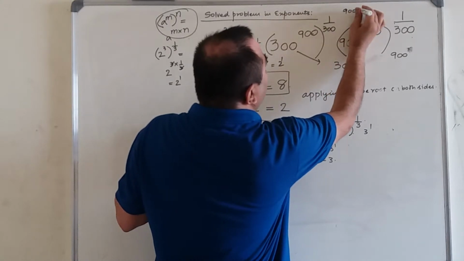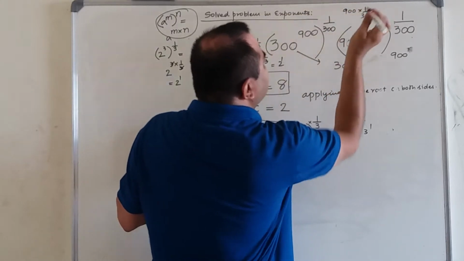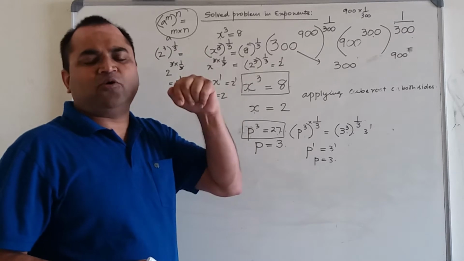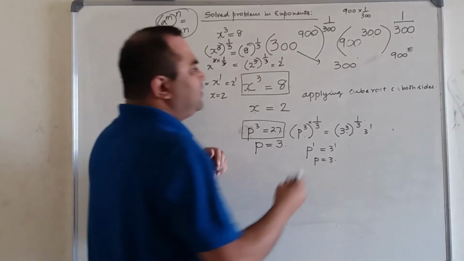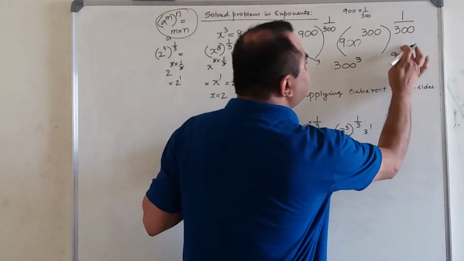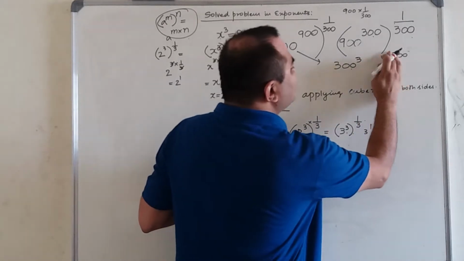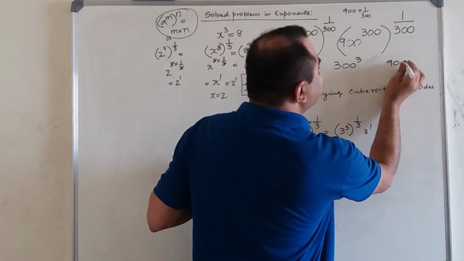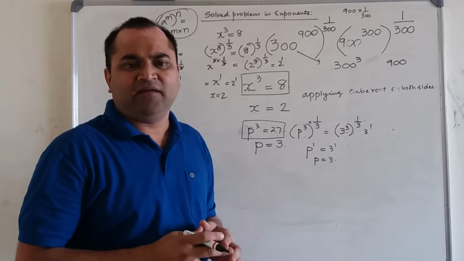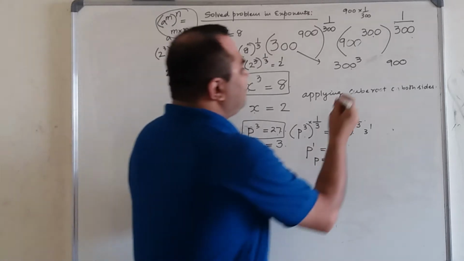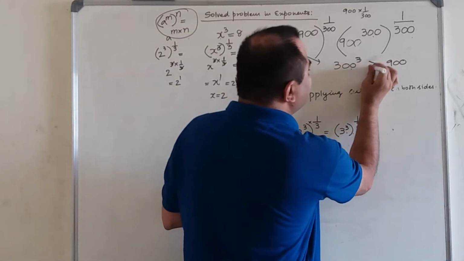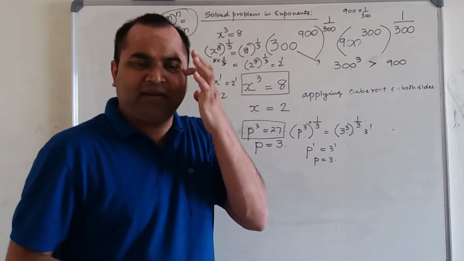And here you will be left with 300 in the powers place. 900 into 1 by 300 will be present. 900 into 1 by 300 is of course 3. So write 3 in the powers place. Now compare these two, 300 raised to power 3 and 900. It is quite obvious that 300 raised to power 3 is far greater than 900.